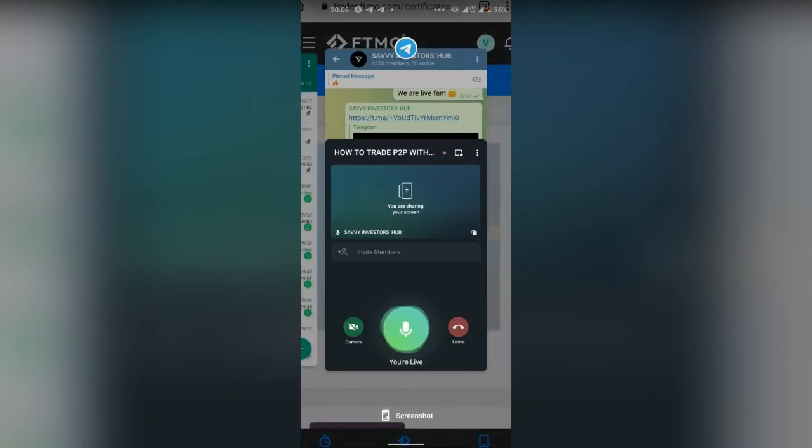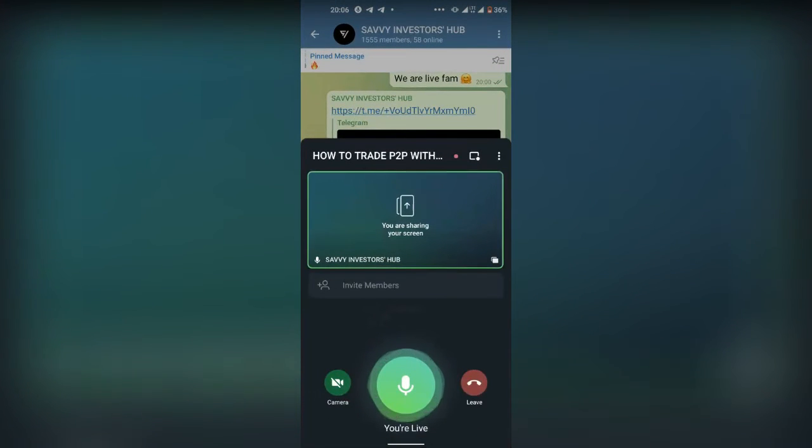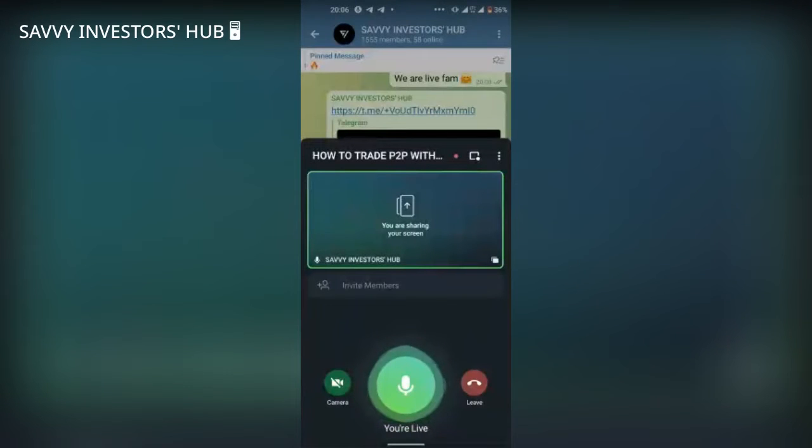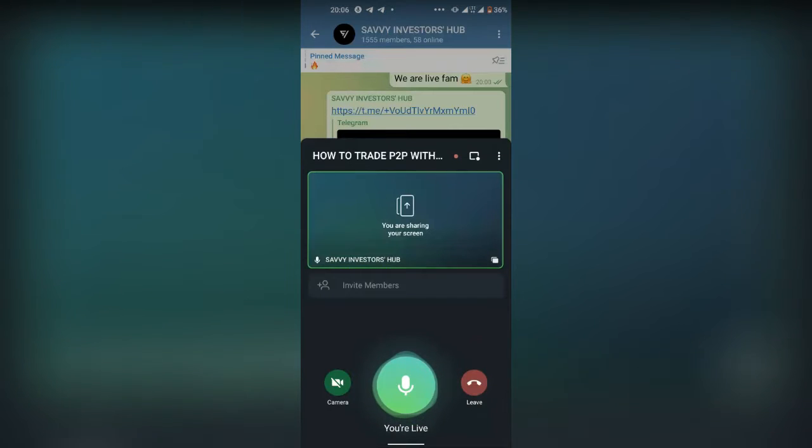So first of all, let me start by defining and describing the P2P for us. First things first, let's get to know what P2P trading actually is. P2P trading is a type of trading whereby two or more parties who may be separated in distance or proximity come together to exchange value through the means of an escrow or a third party.